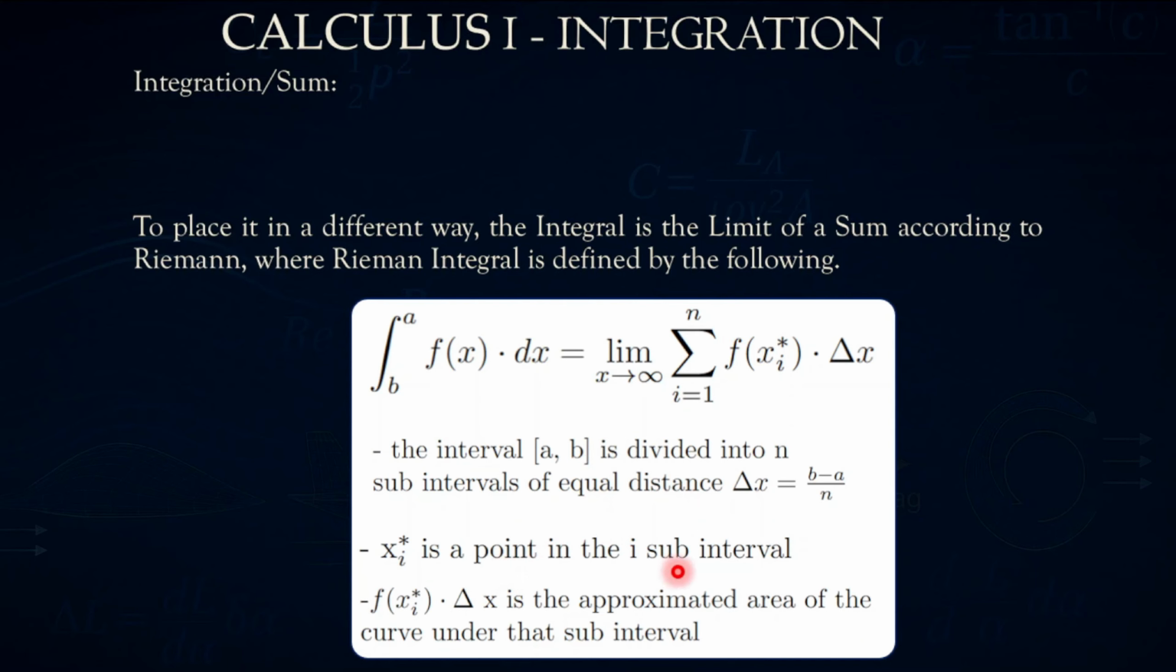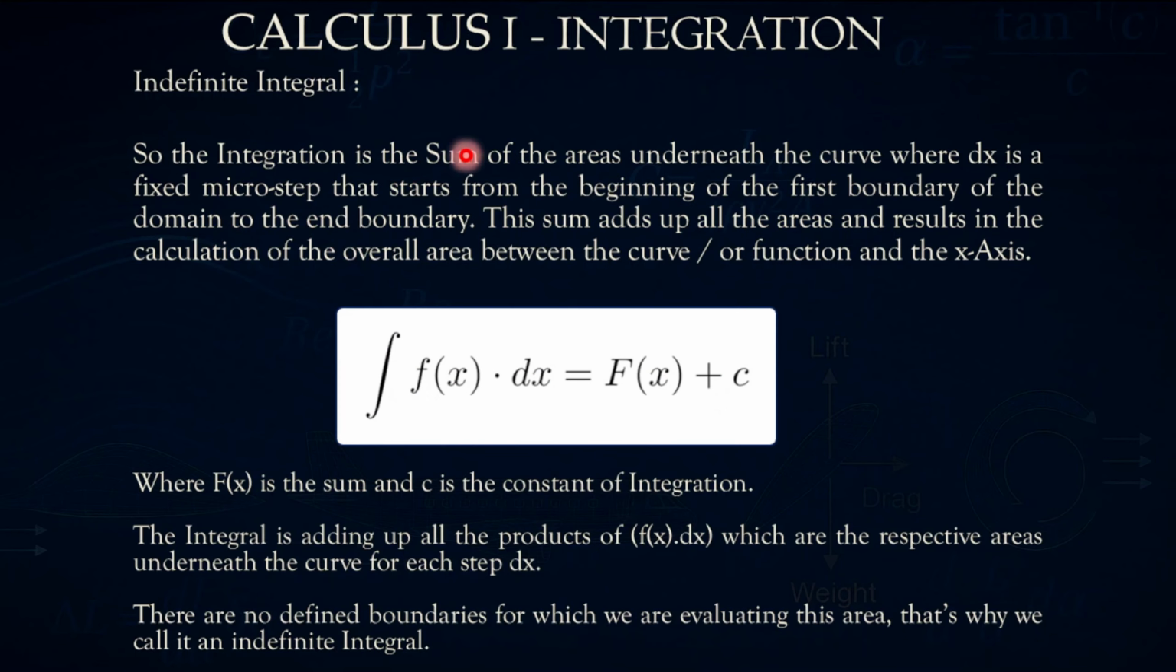xi is a point in the i-th subinterval, and f(xi) times delta x is the approximated area of the curve under that subinterval. So the integration is the sum of the areas underneath the curve, where dx is a fixed microstep that starts from the first boundary of the domain to the end boundary. This sum adds up all the areas and results in the calculation of the overall area between the curve, or function, and the x-axis.